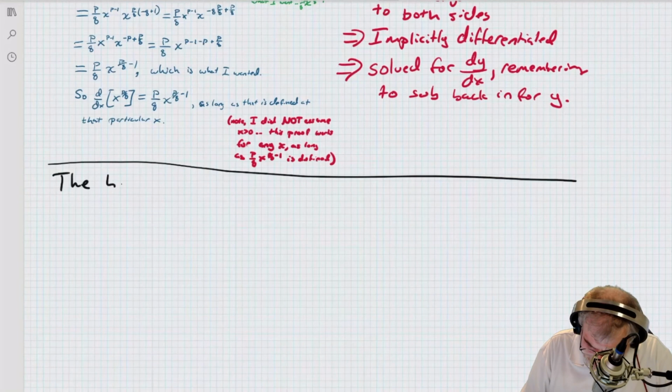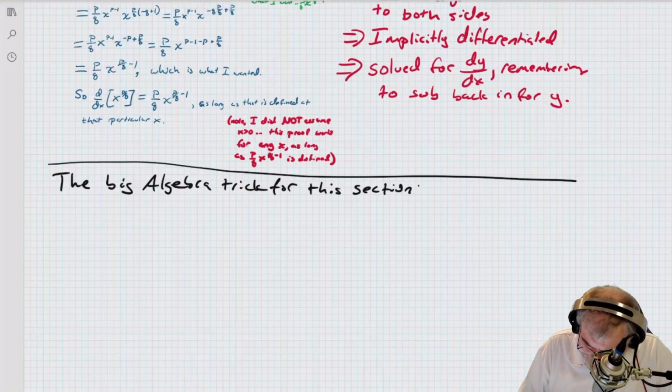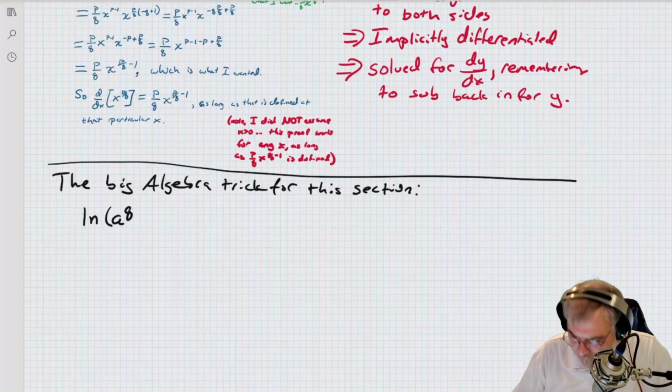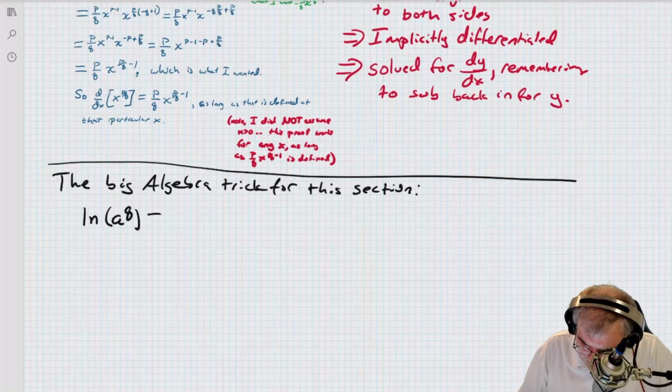The big algebra trick for this section, and it is as follows. The log of a to the q. Why not? The log of a to the q equals q log a. Right? And this is algebra.